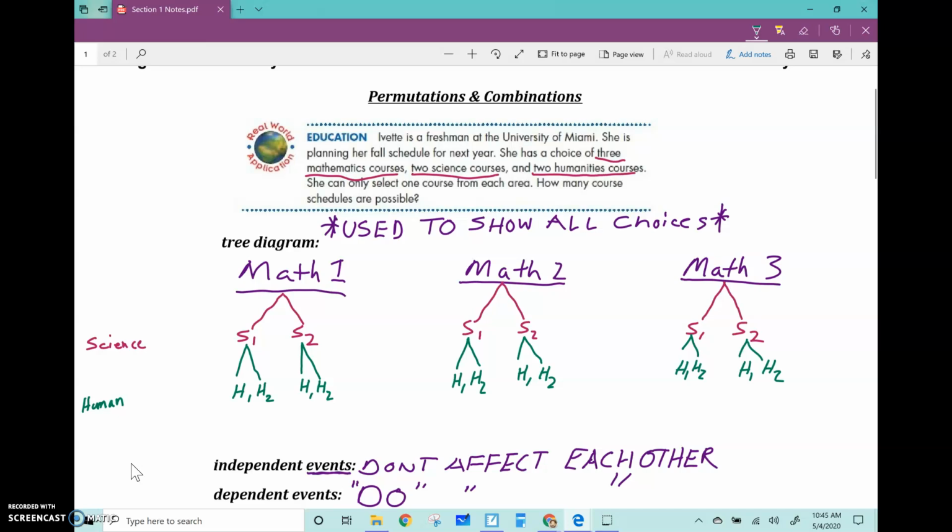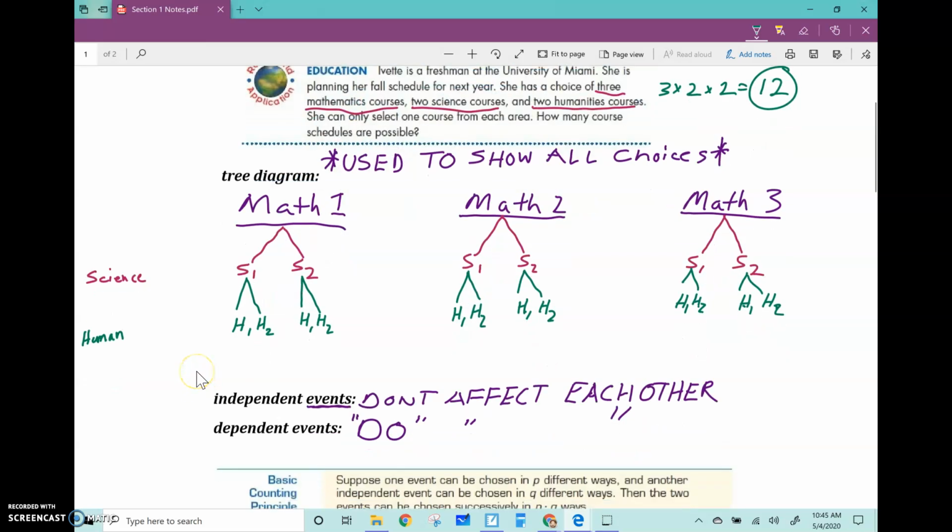All right, and if you notice, there are 2 science and 2 humanitarians. We can simply multiply these together. 3 times 2 is 6, 6 times 2 is 12. So we have 12 different choices. And if we look at the very bottom of our tree diagram, we can go 1, 2, 3, 4, 5, 6, 7, 8, 9, 10, 11, 12. 12 different classes. So that's how we do our tree diagram.